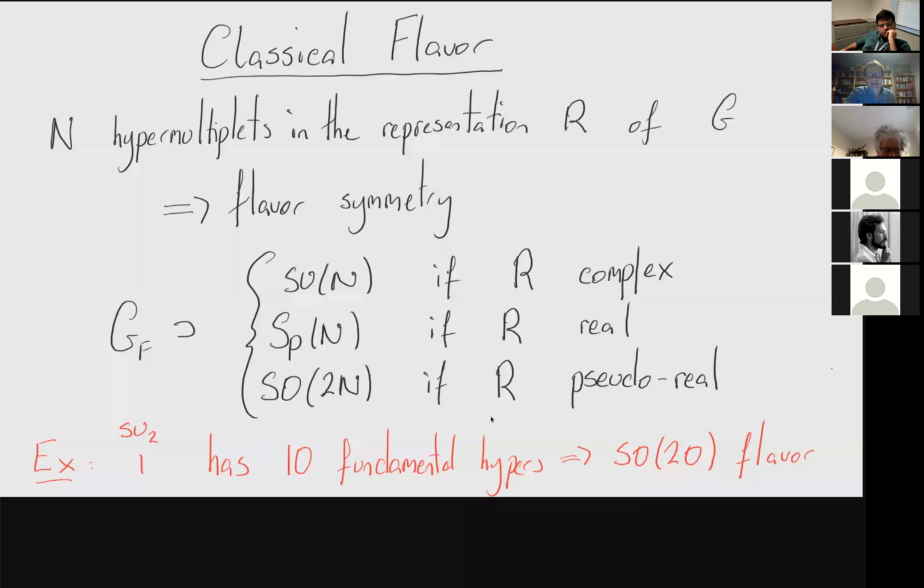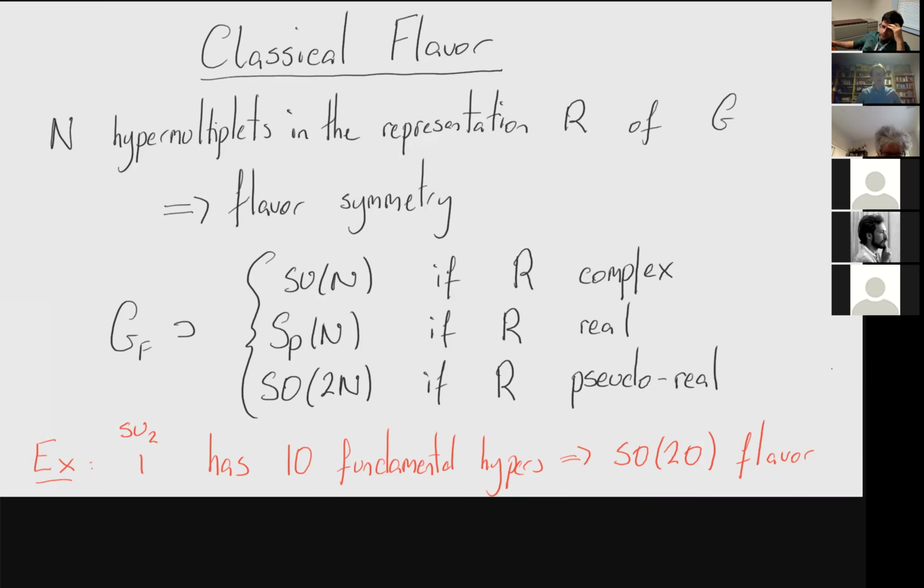So one subtlety is that if R is pseudo-real, you can have half hypers, in which case N can be a half integer, but this is still well-defined. So let me just jump back to the example that we just showed, which is 1 SU2. We said it had 10 fundamental hypermultiplets, which means, since the 2 of SU2 is pseudo-real, you have an SO20 flavor symmetry that rotates those hypermultiplets. So using this procedure, if I hand you a configuration of curves and algebras, you can just roll through and determine what the flavor symmetries are.